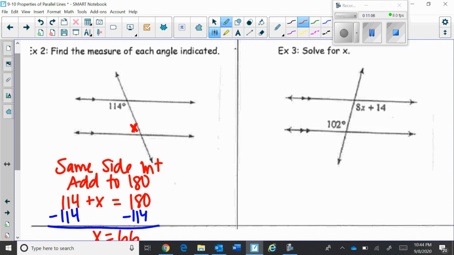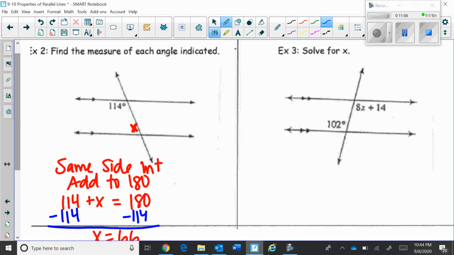For number 3, this is going to be our last example. Oops, sorry, hold on. Sorry, guys. Kitty cat got in the way.